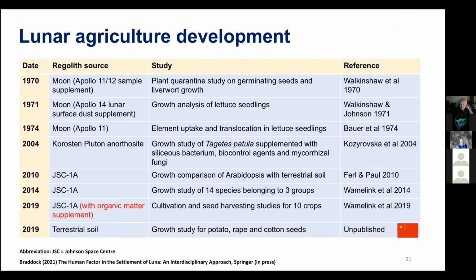So lunar agriculture development, again, if I just summarize this for you, because I think it's probably easy to look at it in a table, started off in the 1970s, as I mentioned, with some quarantine studies conducted on liverworts, some studies conducted on lettuce seedlings, then started to move through into the 2000s where some crop studies were done. And the one that's particularly interesting, and it took my eye, is this study here, looking at the French marigold, but now supplemented, at least in the simulant, with siliceous bacteria, biocontrol agents, and mycorrhizal fungi.